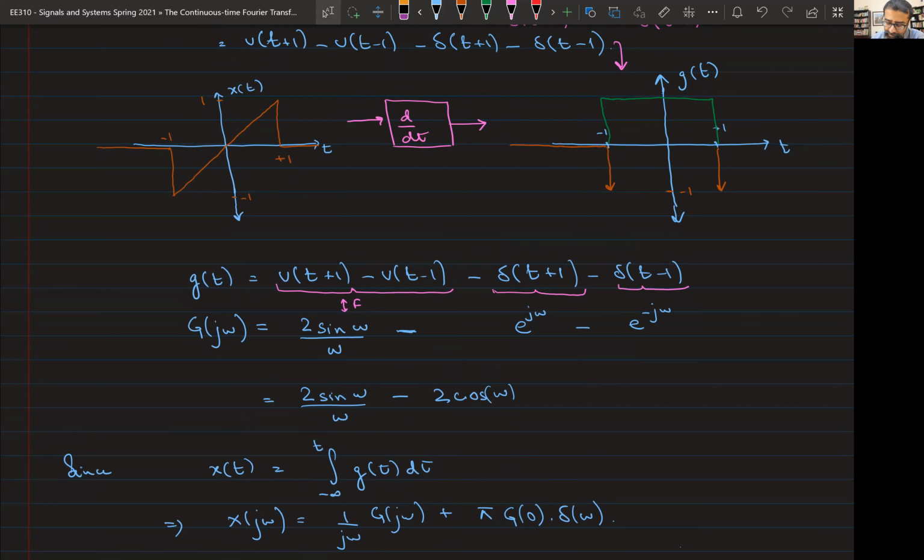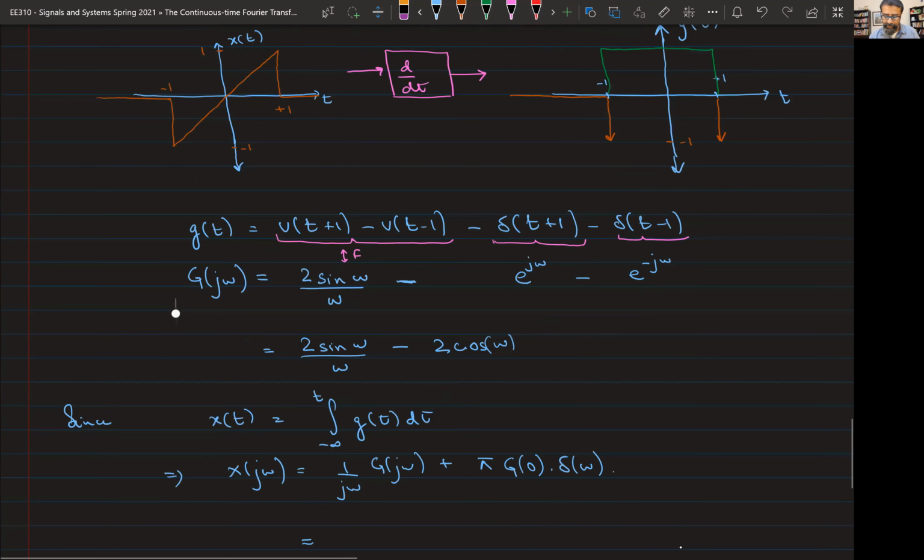g of 0 is simply the area under the curve for this thing here. Clearly, the area under the curve for the positive pulse is 2, and the area under the negative one is minus 2, and that's why both of them cancel. That's another way to figure out that g of 0 must be 0, right? But nevertheless, what you do is perfectly fine as well.